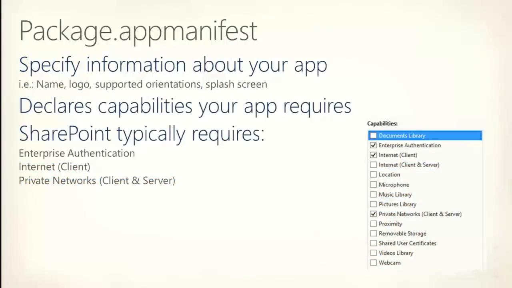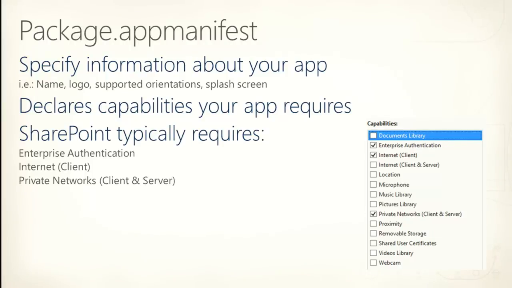And lastly, the most important thing to actually connect to SharePoint is package.appmanifest. This is how you specify what permissions your app requires. By default, your app can only connect to the internet. It doesn't provide for any authentication or anything else, and it doesn't provide anything on the local network. So chances are your SharePoint is on the local network if you're doing on-premises. So you need to check private networks, client and server. To actually authenticate, you need to also check enterprise authentication. If you don't do that, you can't authenticate over AD. So keep that in mind if you're doing any kind of authentication.